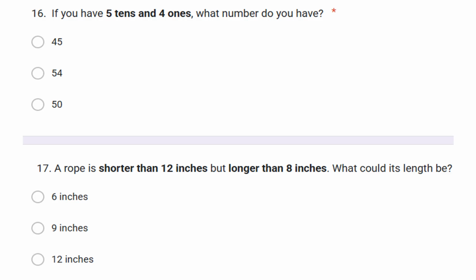Next, number 17. A rope is shorter than 12 inches, but longer than 8 inches. What could its length be? Is it 6 inches, 9 inches, or 12 inches?